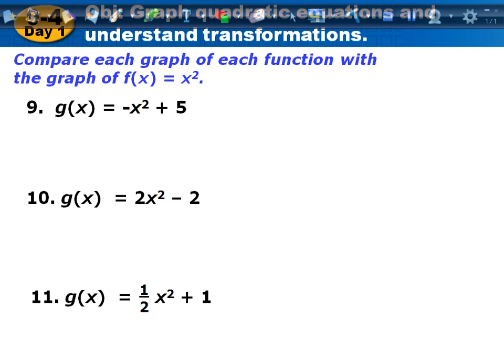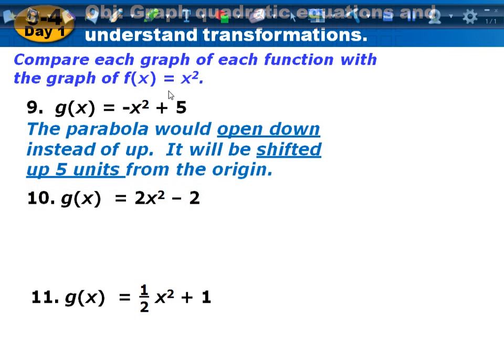All right, we're going to look at 9, 10, and 11, and our instructions are to compare each graph of each function with the graph of f of x equals x squared. So, in other words, we're comparing them all to the parent. So if we're looking at g of x, first thing I notice is that there's a negative in front of x squared, so that's going to make our graph open downward instead of upward. And I notice the +5 on the end. The +5 is going to shift it up 5 units. So that's what we're going to write for that one.